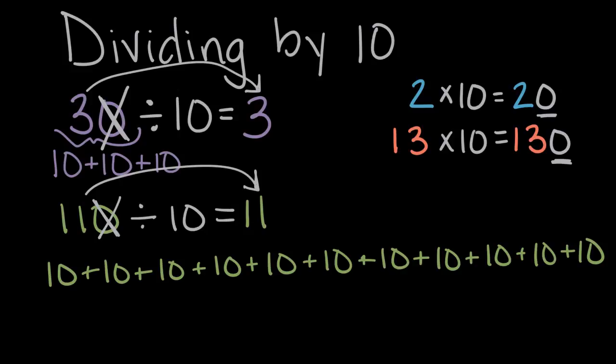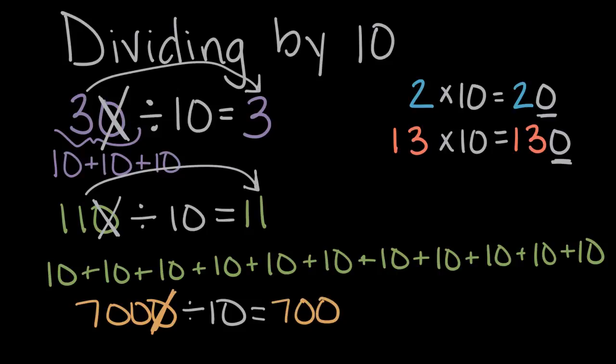So knowing that pattern, let's try one more, maybe one where we don't work out all the 10s, but just try to use the pattern to solve it. If we had something like, say, 7,000 divided by 10, well, our solution is going to be 7,000 with a 0 taken off of the end, because we're dividing by 10. So instead of 7,000, we would have 700. 7,000 divided into groups of 10 would be 700 groups of 10. So our solution is 700.